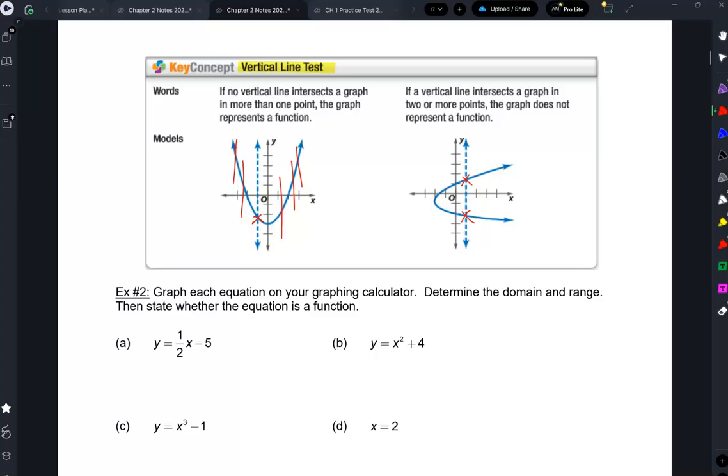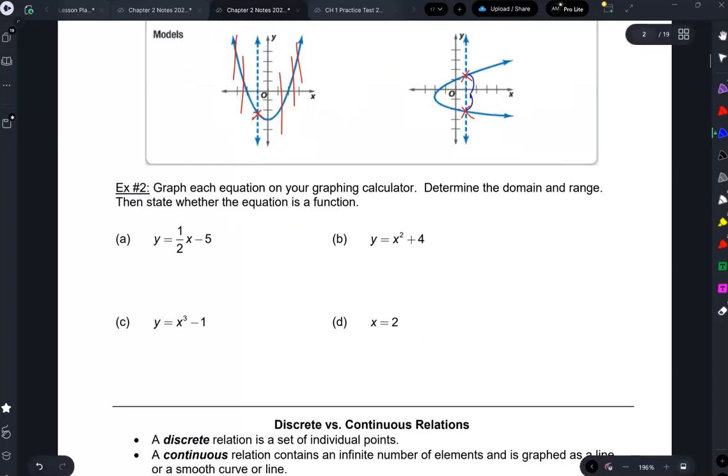That also means, for one x, like if x is 1, it has 2 y's. Do you see that? It repeats. It's 1, 2, 1, negative 2. Right? Okay. So let's take a look at this.